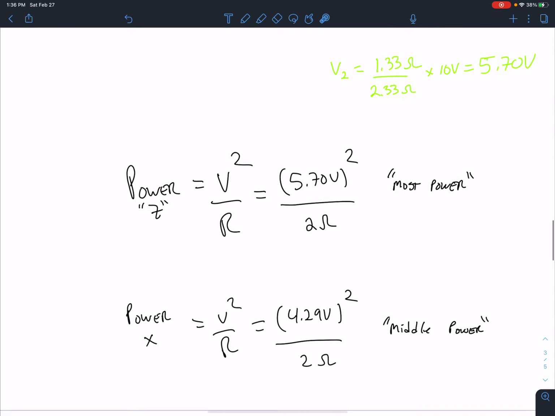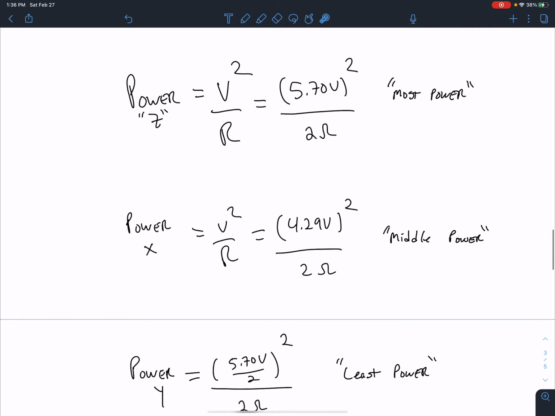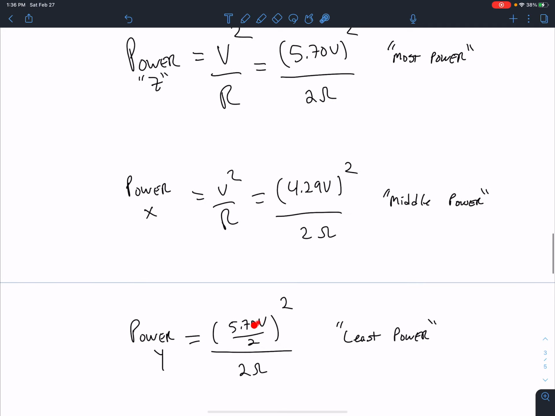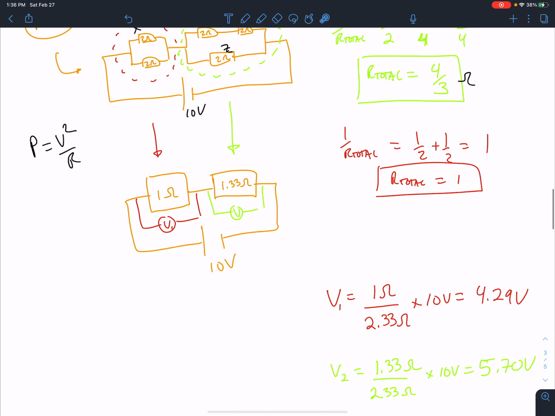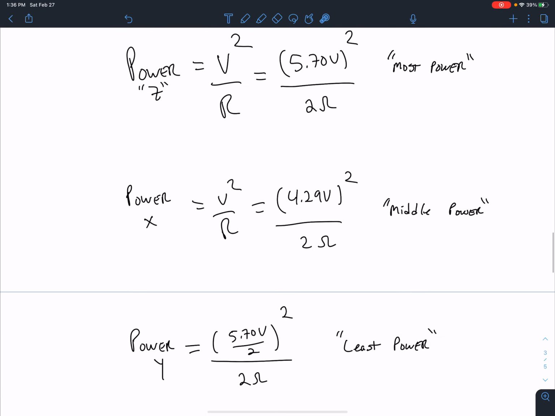Then if I go down here, to calculate power, V squared over R, they all have the same resistance, but now the difference is the voltages. So 5.7 volts squared gives me the most power. Then X is 4.29, that's middle power. And that last one over here, it's going to take 5.7 volts and divide it by 2 because there are 2 resistors on that branch. So it's going to have the least power.